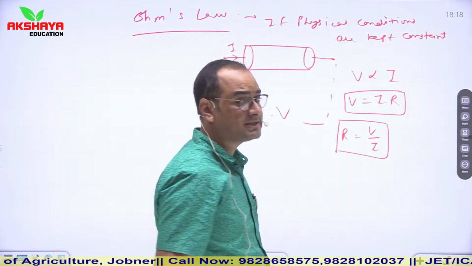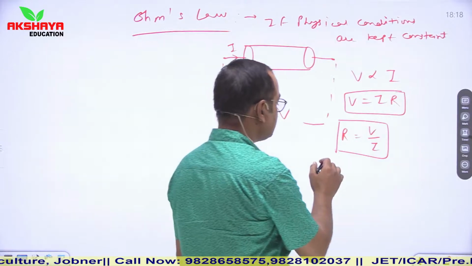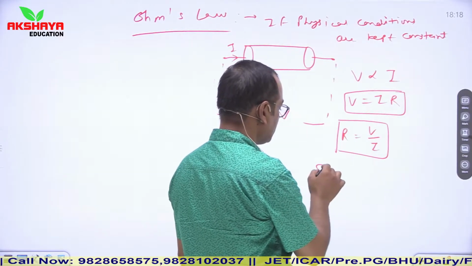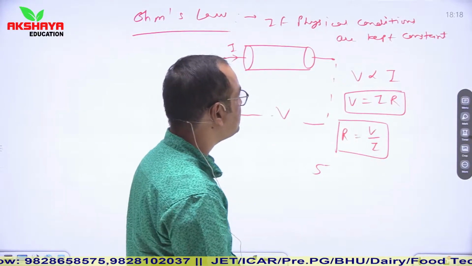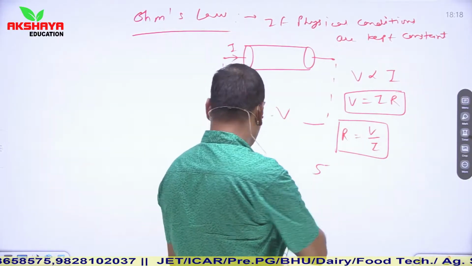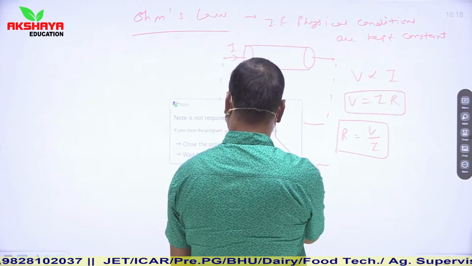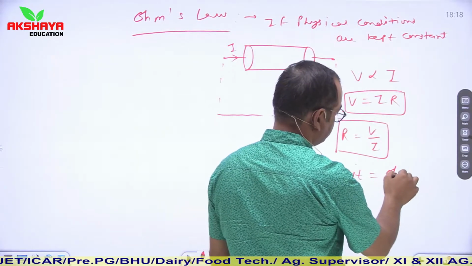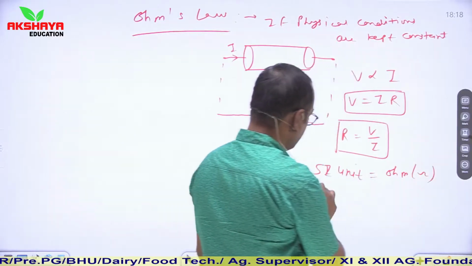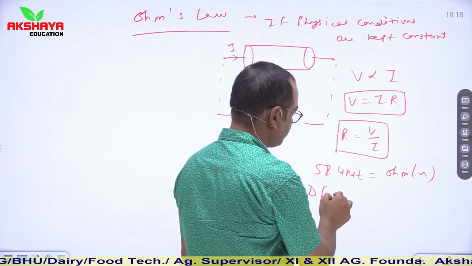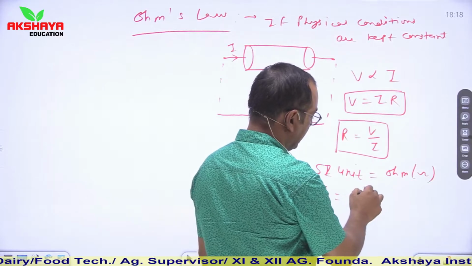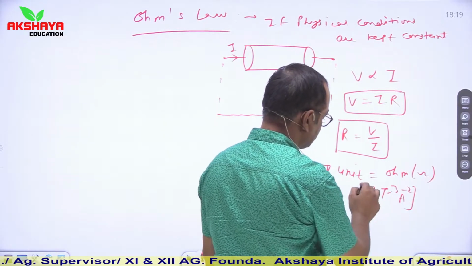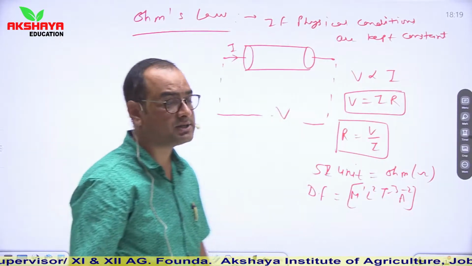So we have discussed SI unit and dimension of electric resistance. Its SI unit is ohm. Its dimension is M1 L2 T minus 3 A minus 2. So this is the dimension of electric resistance.